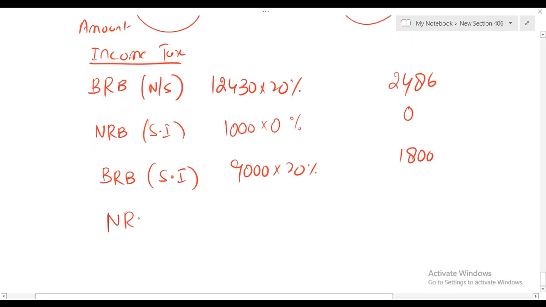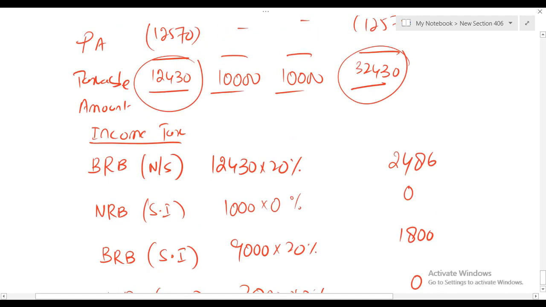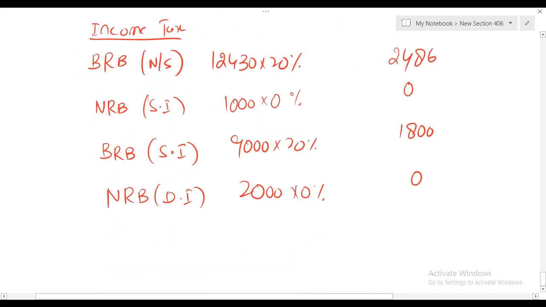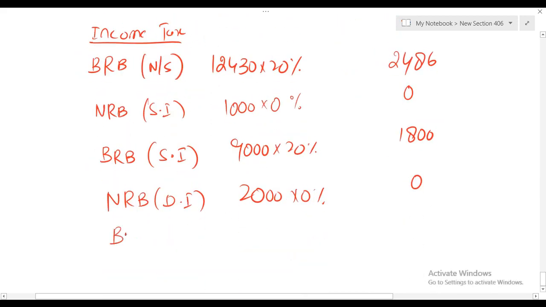When it comes to dividend income, every individual gets a 2,000 nil rate band irrespective of tax paying status. So nil rate band of dividend income, 2,000 into 0% is obviously 0. We have total dividend income of 10,000. Out of that, 2,000 falls in the nil rate band and the remaining comes in the basic rate band. So 8,000 into 7.5%, it is 600.